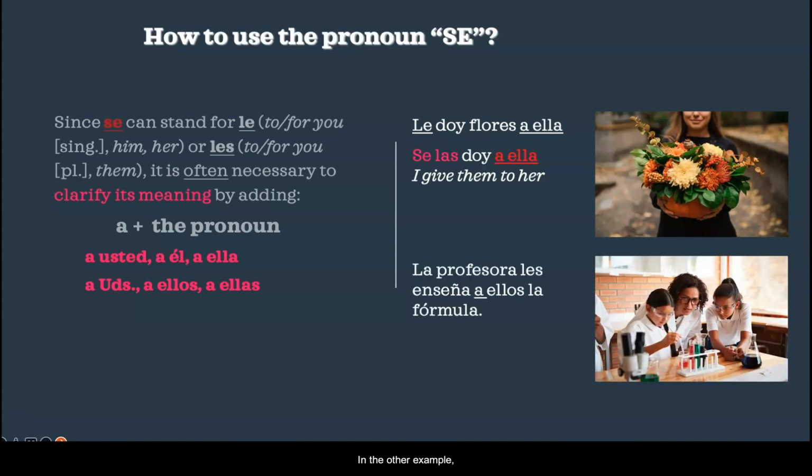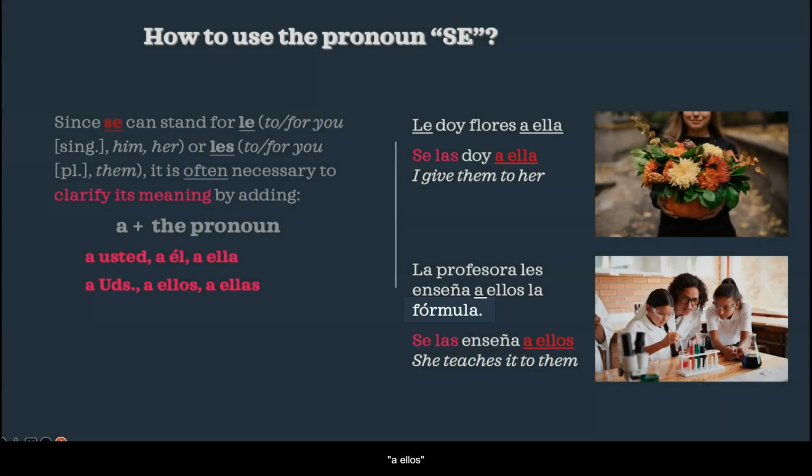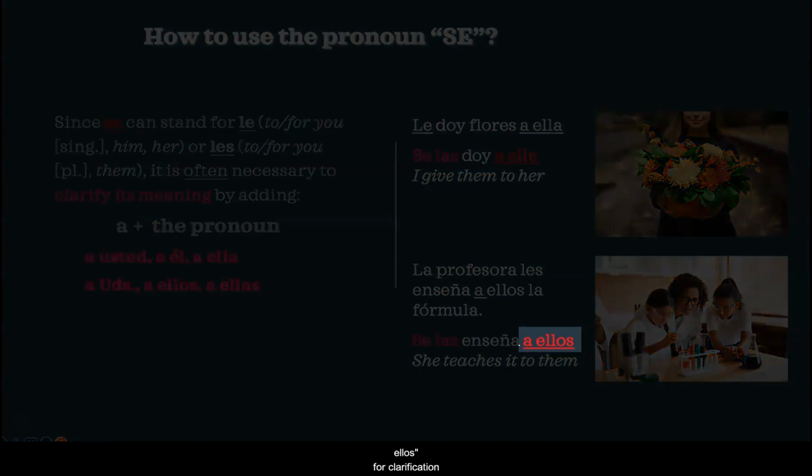In the other example, la profesora les enseña a ellos la fórmula. Se las enseña a ellos. She teaches it, in this case the formula, to them. So I have substituted se for les in this sentence, and I use a ellos for clarification.